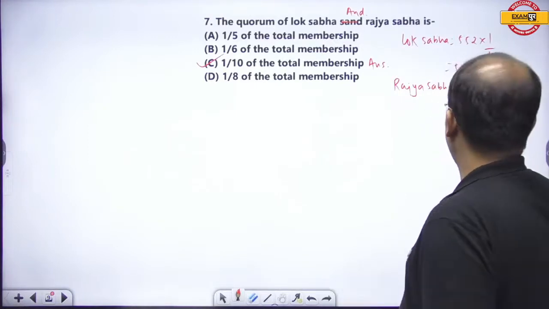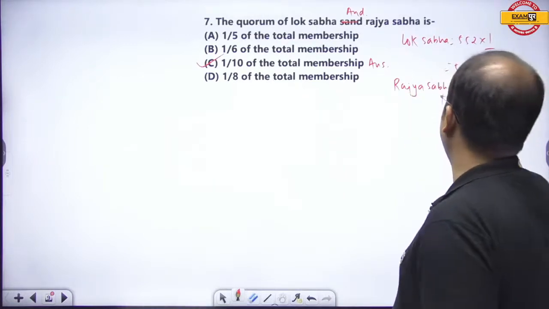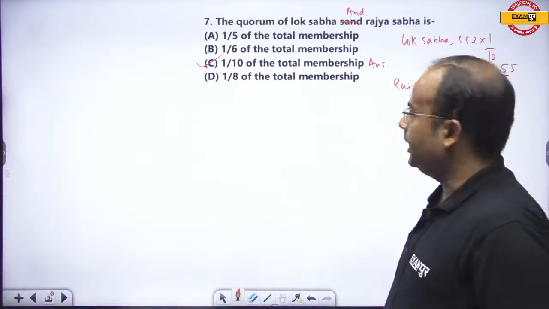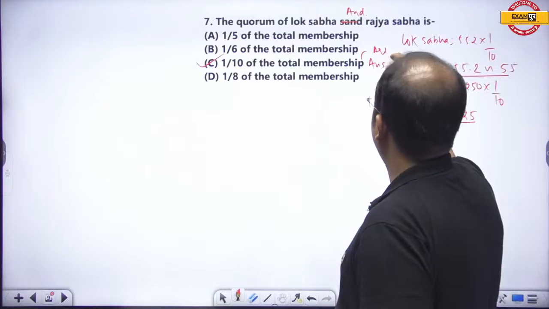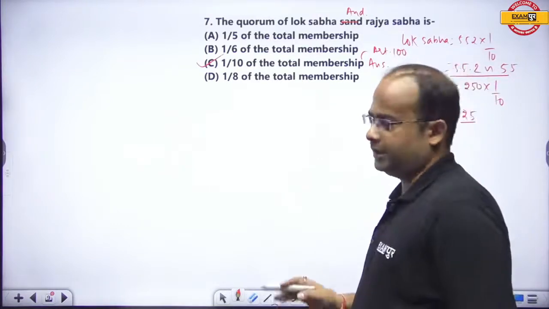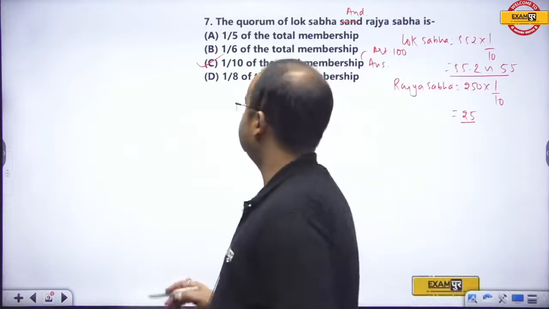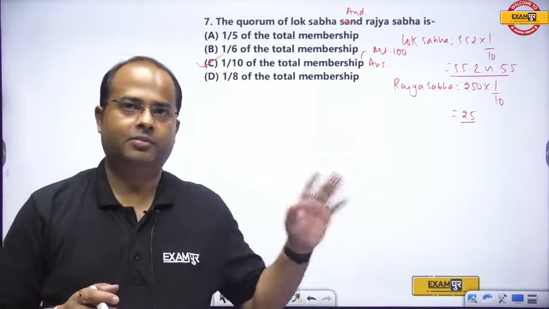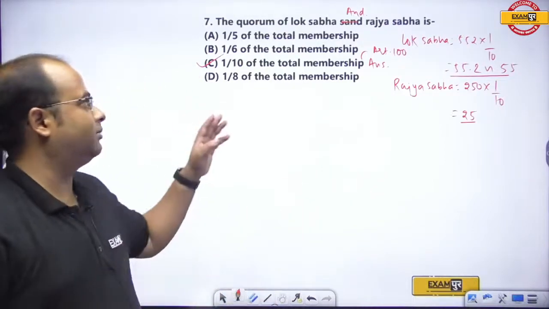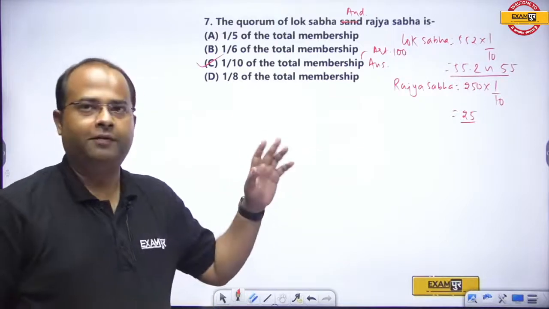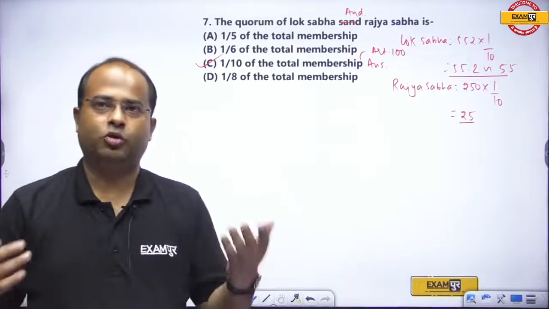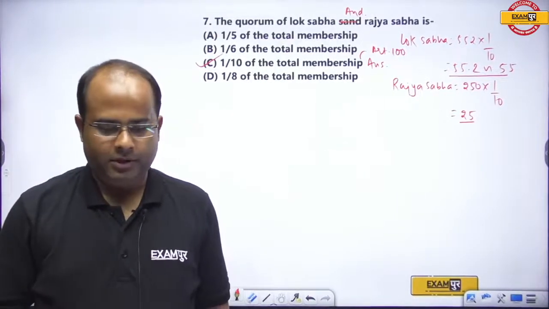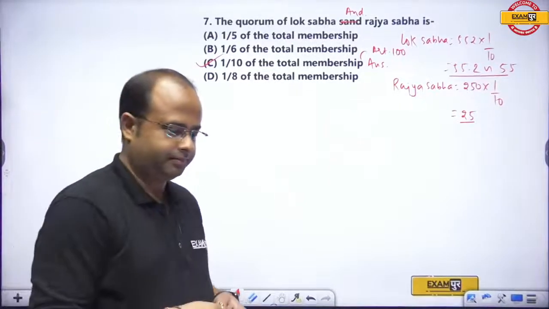So in Rajya Sabha, if 25 members are present, then the proceeding will take place, and in Lok Sabha, if 55 members are there, then the proceeding will take place, and that is defined in article 100. So the correct answer will be option C, that is 1/10 of the total membership of the house. If 55 members are present in Lok Sabha, then Lok Sabha will run, otherwise the proceeding for the day will be terminated.